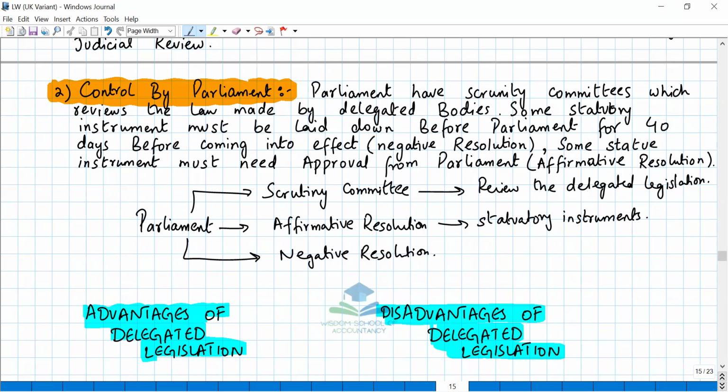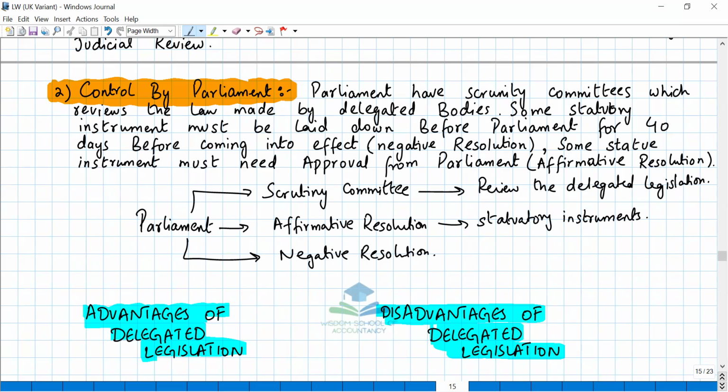Negative resolution basically means that if a minister has created a law, then that law will be presented in the parliament for 40 days, and during those 40 days, if the parliament is not questioning that law, then this law will be approved and validated. This is known as negative resolution. Clear? Some statutory instruments must need approval from the parliament.